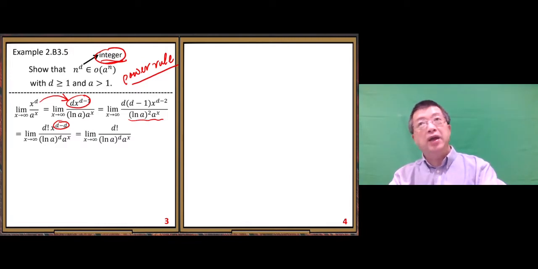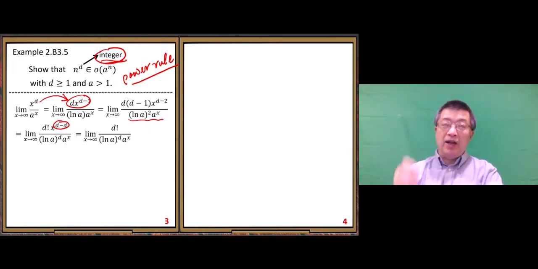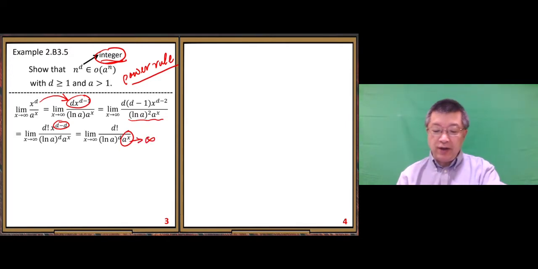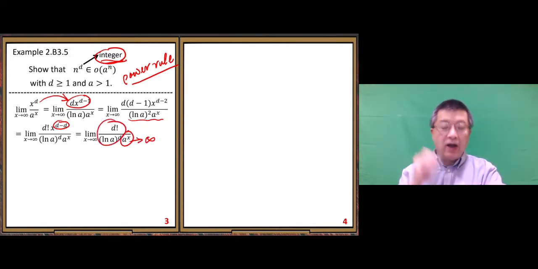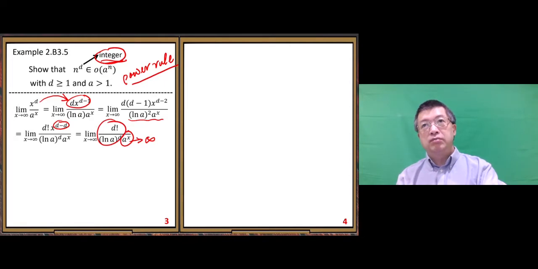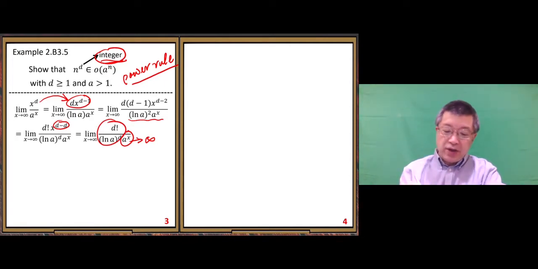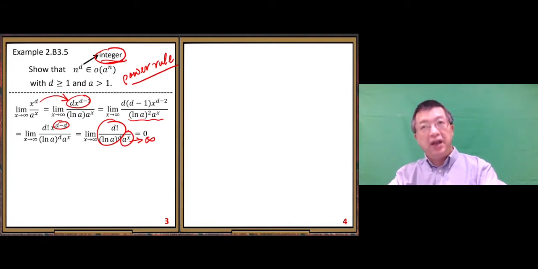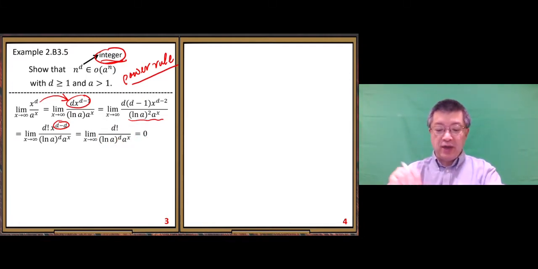This time it is not an infinity over infinity indeterminate form, so we cannot use L'Hopital's rule anymore. So now let's do the limit directly. Because the denominator goes to infinity, and all the other numbers are constants, you have a constant over infinity, that's 0. So the answer is 0.